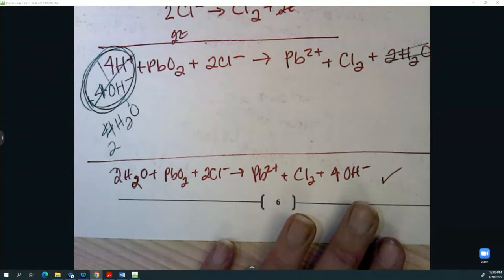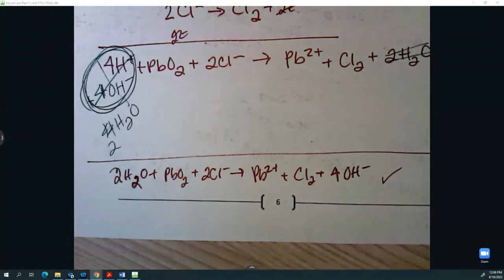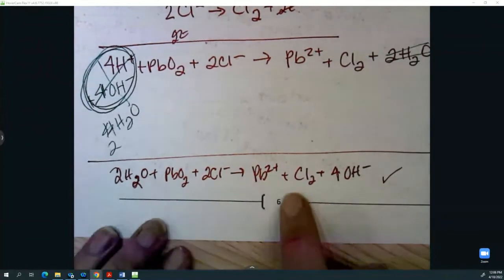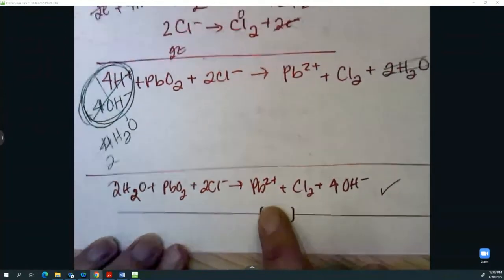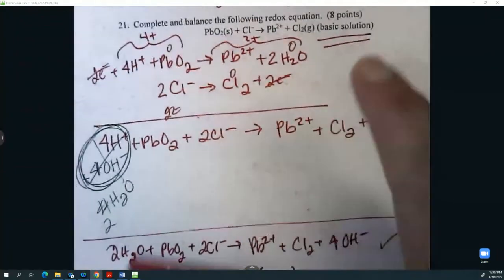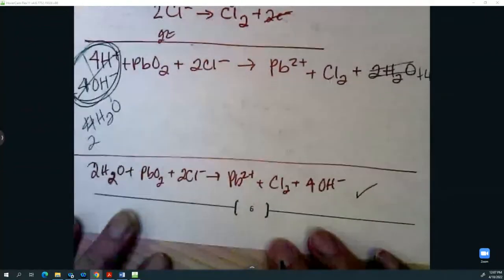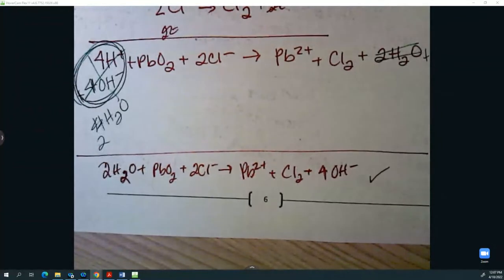That's not what I have on the answer key though, huh? Oh yeah, I have it acidic. Oops. All right, I need to update the answer key. This is the right answer. What I have on the answer key was correct for acidic, but I didn't finish it through to basic. So I'll have to change that.